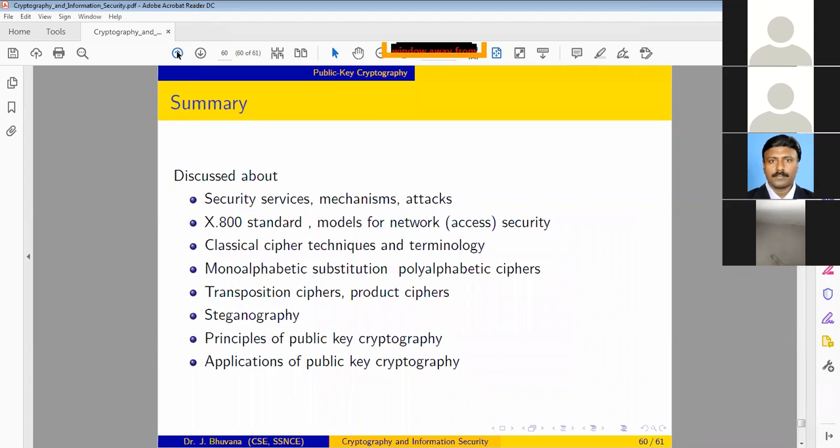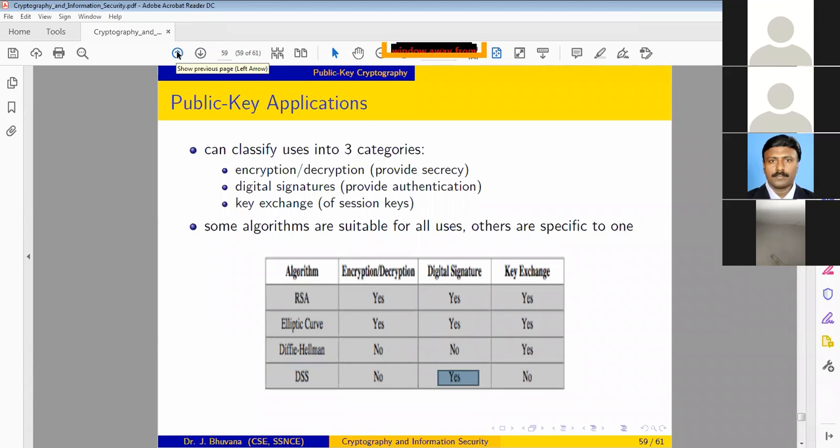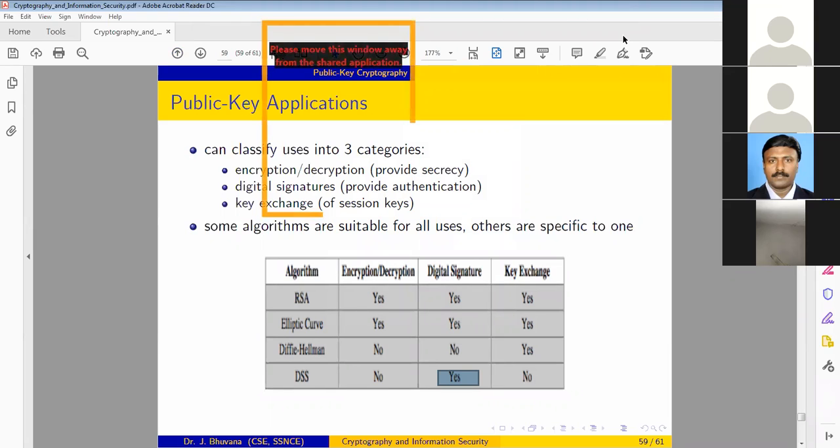So far we have discussed the symmetric key techniques and a few symmetric key algorithms, then asymmetric or public key techniques, and we have also seen the applications of public key encryption algorithms. So that's all from my side. I could go further to introduce other things also, but because of the time I'm restricting myself to this. If you have any questions, I'm ready to take the questions now.